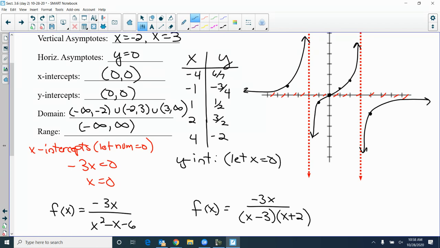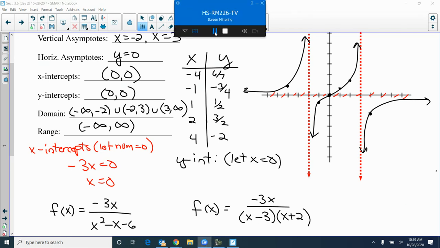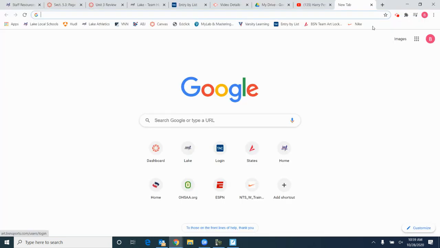Domain and range? Yeah, you need to fix that range, and I agree with the domain. Fix that range. I'd always wait until you're done graphing to do the range. For sure. I got one.